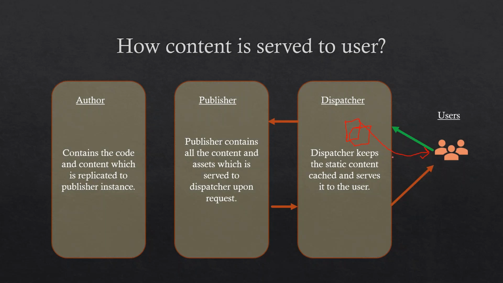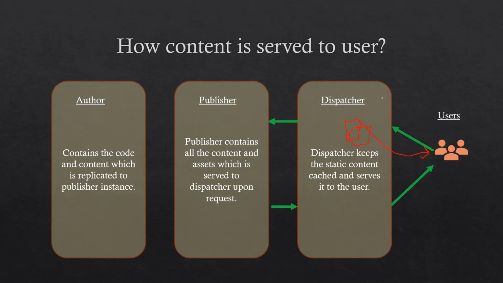Done. In case dispatcher does not have the data, it will go to publisher. Publisher will process the request. It will send it back to dispatcher. Dispatcher will either cache it, or directly share it to the end user.